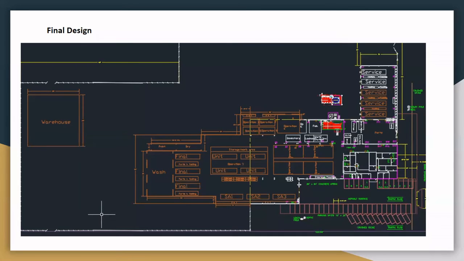This is our final design. Our final design involved a 68% facility expansion. All the changes are represented in orange. The dashed yellow line represents the current facility limits.